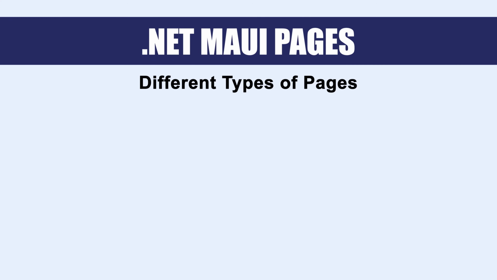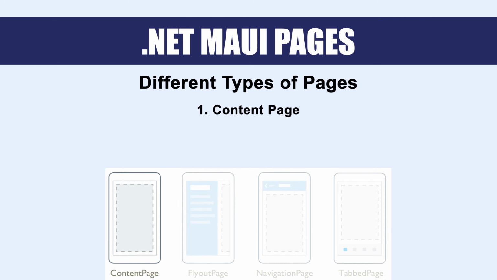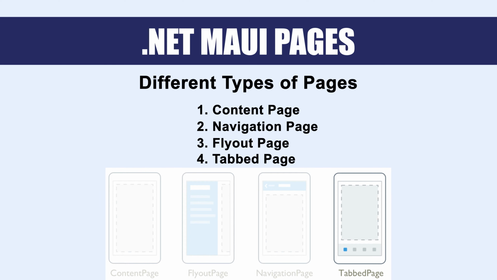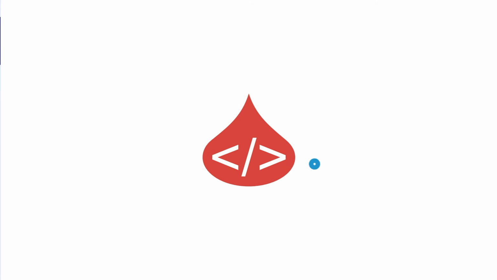In this video, I'll walk you through the different types of pages that we can use in .NET MAUI. We are going to see more about Content Page, Navigation Page, Flyout Page, and Tab Page. So let's get started.